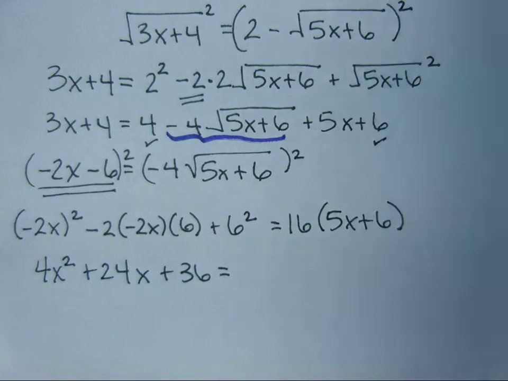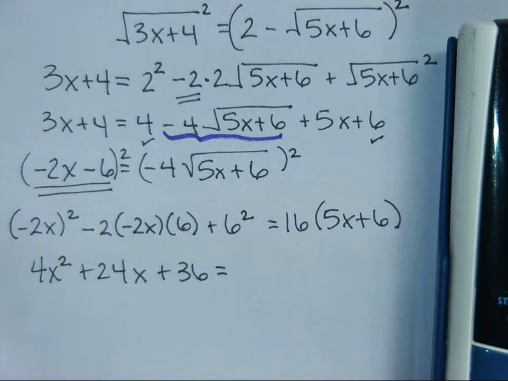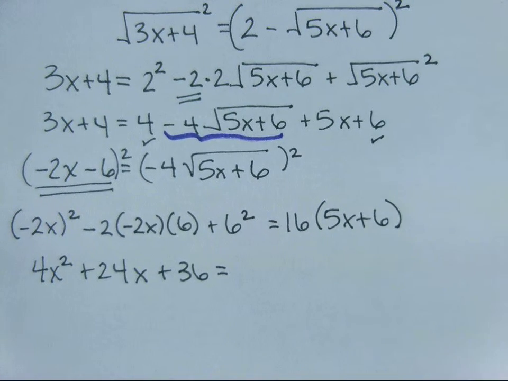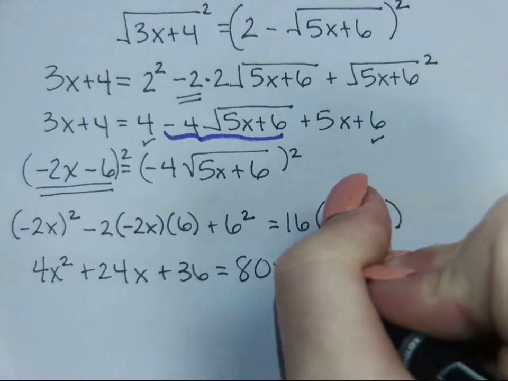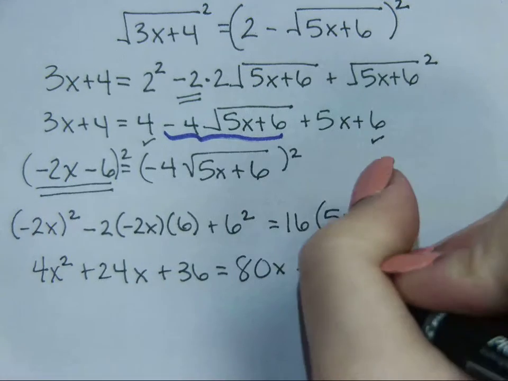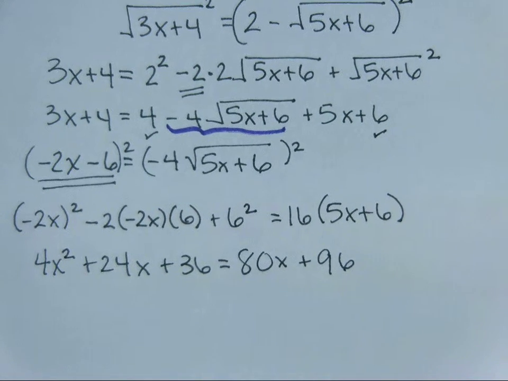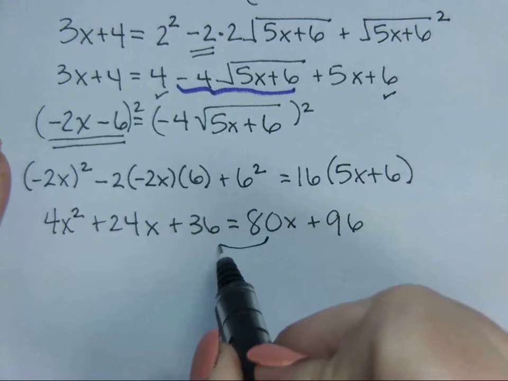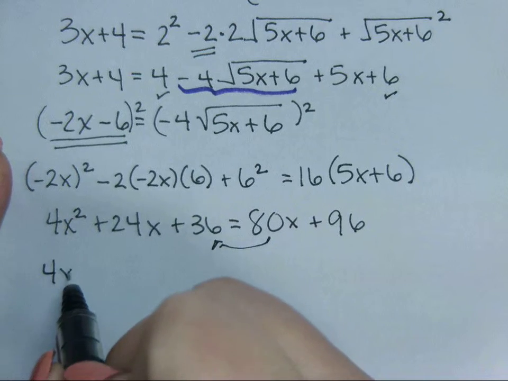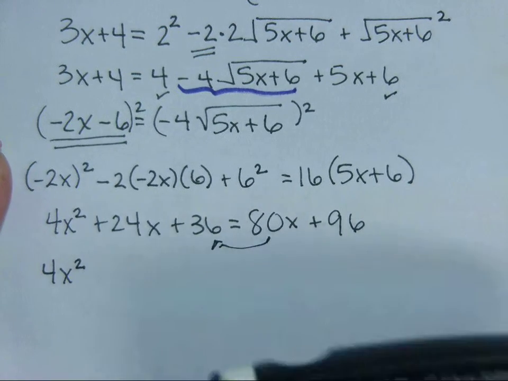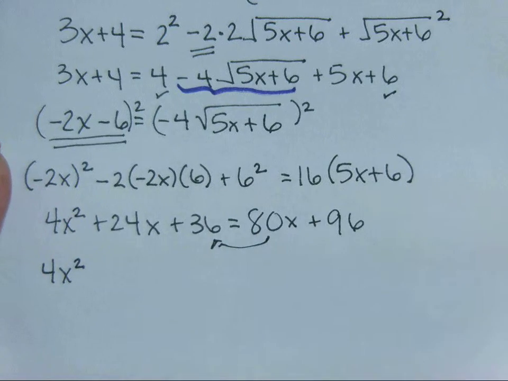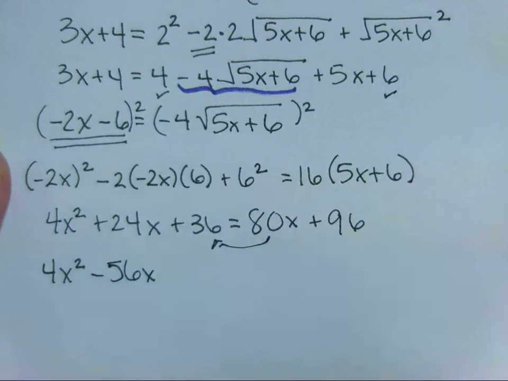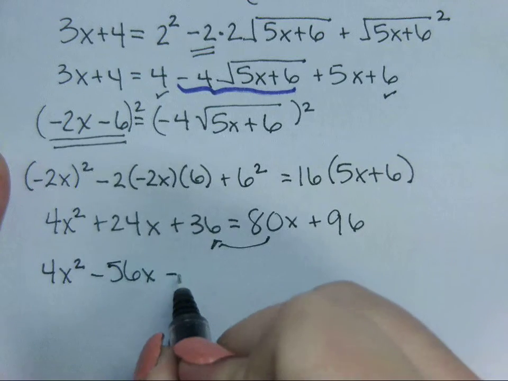And then you have to distribute. So 16 times 5 is 80. And 16 times 6 is 96. So if you have to use your calculator to actually do the multiplication, there's nothing wrong with that. But the problem is I need to move both of these terms now to that side. So your 4x squared is fine, but now I need 24 minus 80, which is a -56. And I need 36 minus 96, which is a -60.